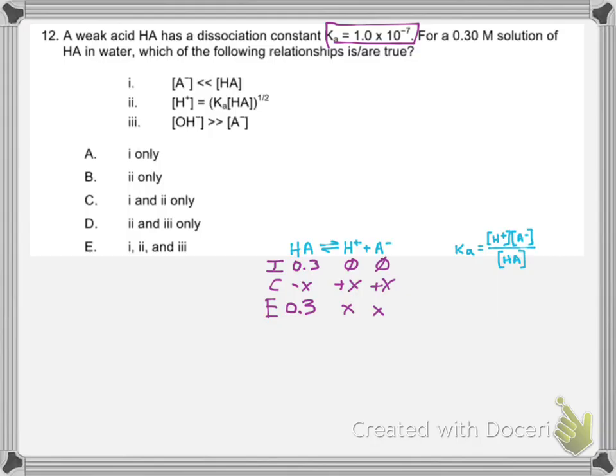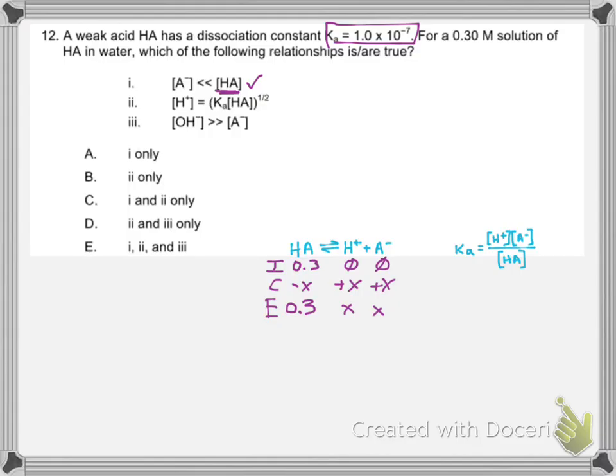So let's go through and answer these different statements. Statement 1 says that the A minus, the conjugate base, is substantially less than the amount of HA present. Now, this statement here is going to be true because by definition, weak acids do not dissociate that appreciably. So you're going to have a whole lot more of the fully formed acid.